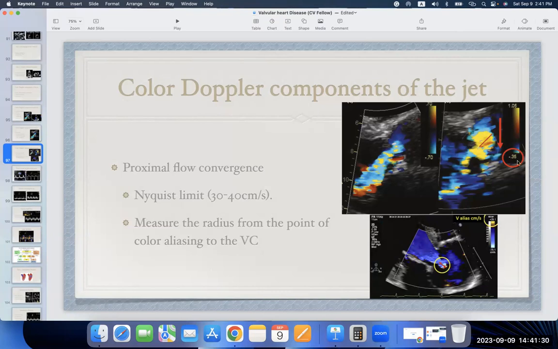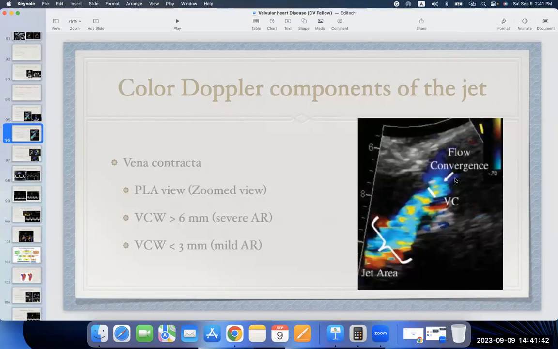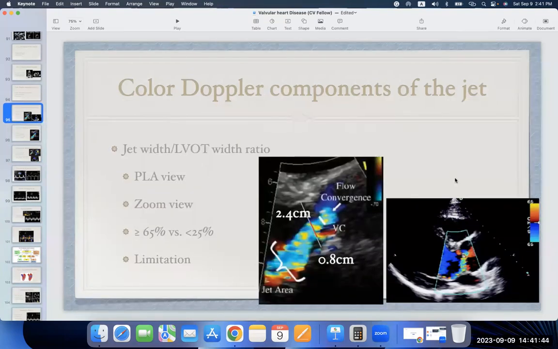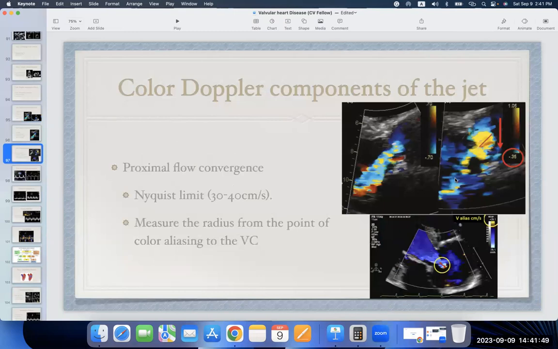And also you need to do the shift. Here, the shift will go down because we are doing that from the parasternal view, and the direction of the flow is going backward. For the vena contracta and the jet, we usually do it from the parasternal, but for the flow convergence, we can do it from the parasternal, and also you can do it from the 3-chamber and 4-chamber views.